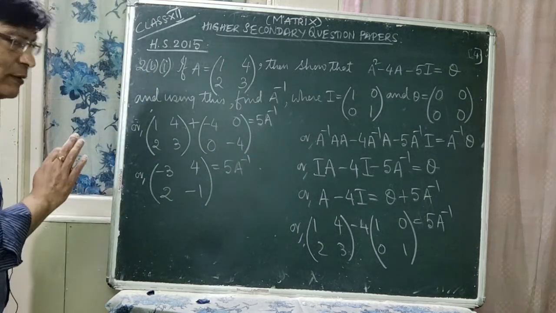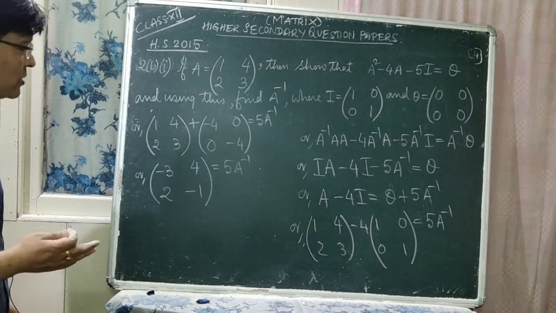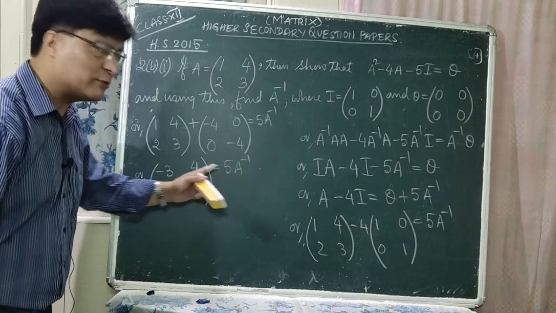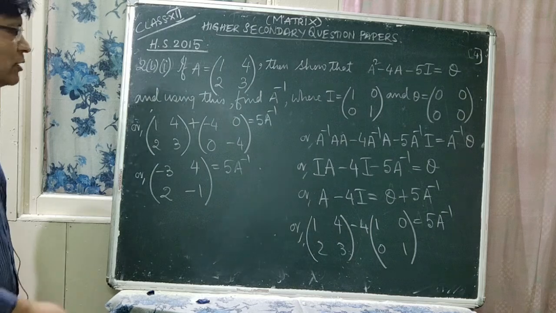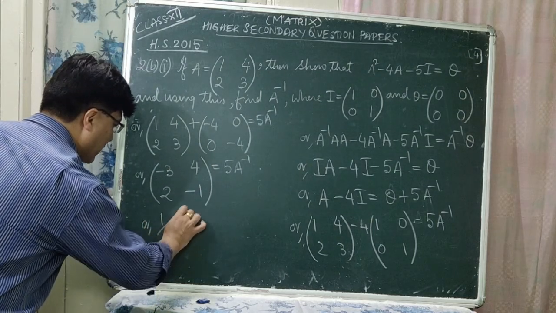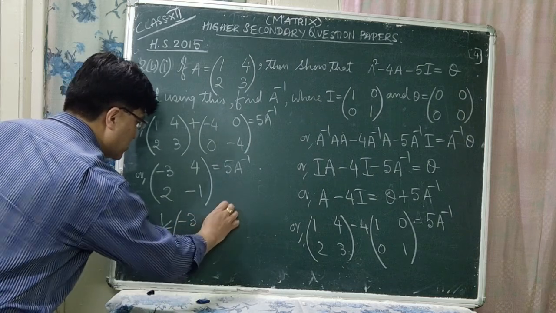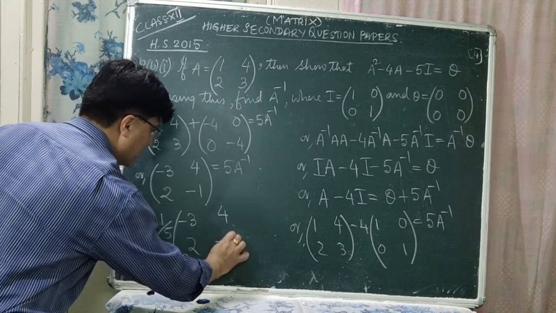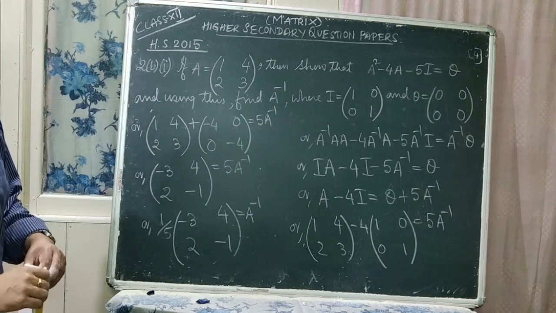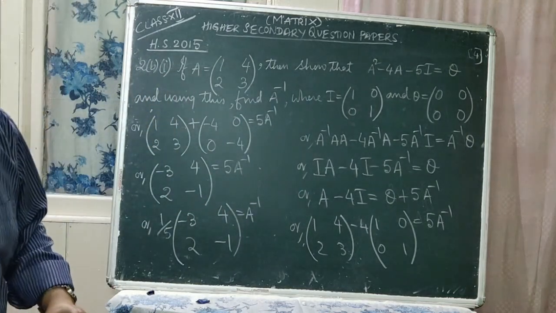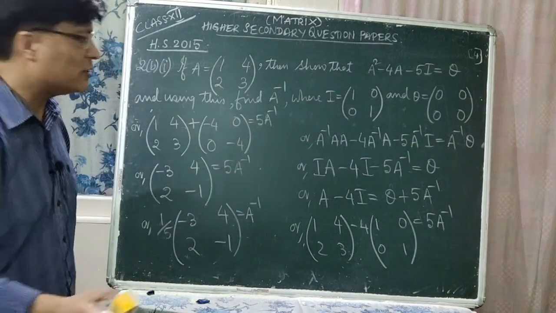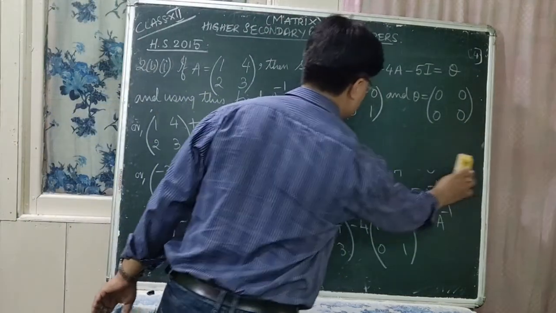Now we have to get the matrix A inverse. We can take this 5 to the left hand side. When you take this 5 to the left hand side, you should write it in the denominator, that means it becomes 1 by 5. So 1 by 5 times minus 3, 4, 2, minus 1 is equal to A inverse. Now you can write A inverse on the left hand side and this matrix on the right hand side.